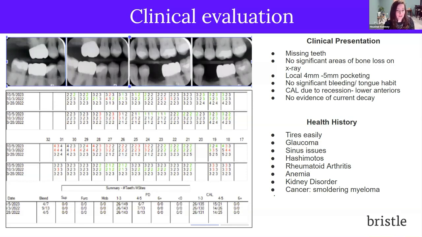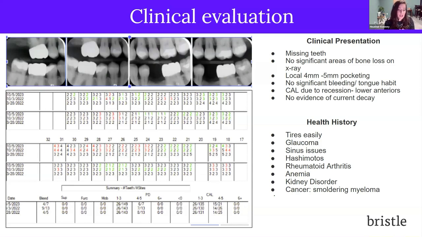It's right at the CEJ. So there really isn't significant bone loss other than where there is a tooth loss. She does have a tongue thrust type of habit, so she does have a little bit of clinical attachment loss from recession on the lower anterior, but no evidence of current decay issues.